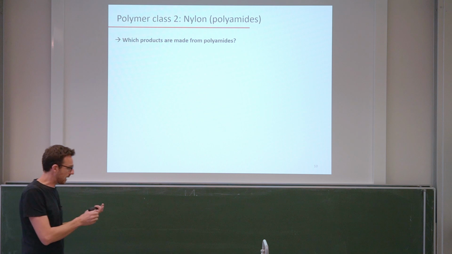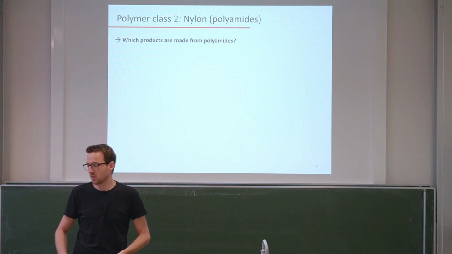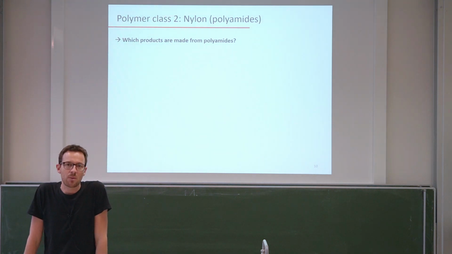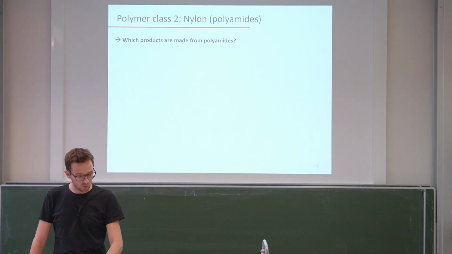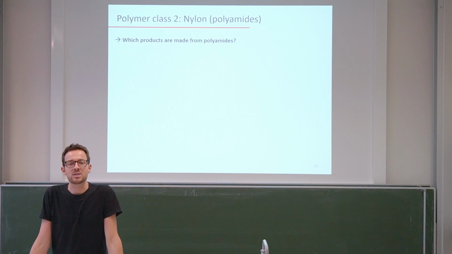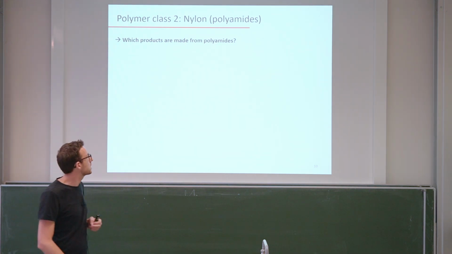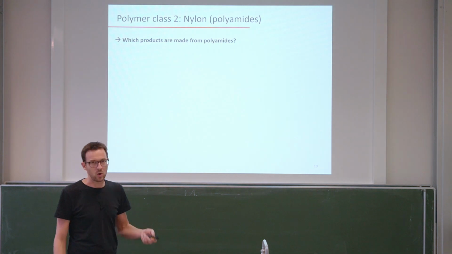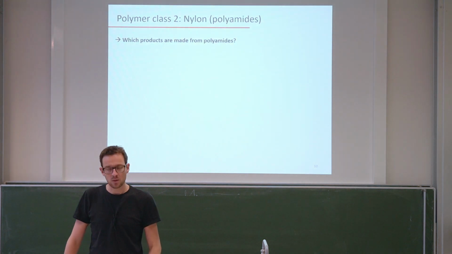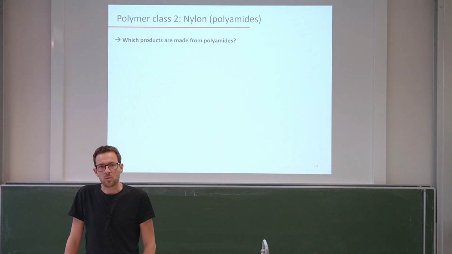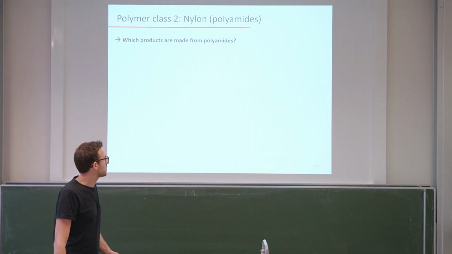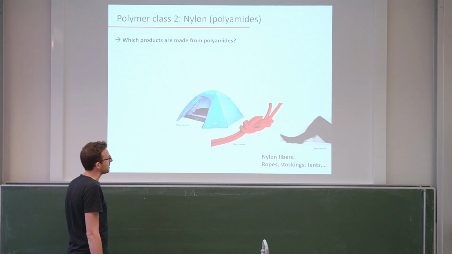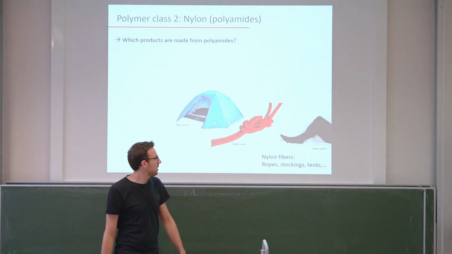Okay, let's go to the second polymer class that is fairly important. And this is polyamides that are much more typically known as nylon. So again, my question to all of you, what materials do you know that are made from nylon? Or what products? No, the material is nylon. What I can think about, look around your room, maybe your cellar or so. Well, there's a lot of materials made from nylon.